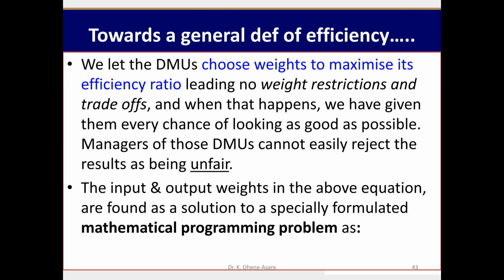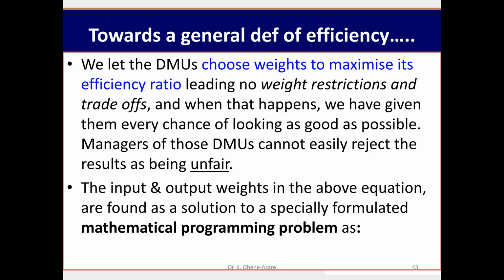But sometimes, in different models, when you restrict the firms from assigning some weight to some particular variables, this is known as weight restrictions, or trade-offs. And when that happens, you have not allowed the firm to look as good as it wants to. But when we take away the weight restrictions, managers of those firms cannot easily reject the results as being unfair, because they have been allowed to select the weights that will put them in the best possible light. So weight is important, and the DEA model is designed to allow the firms to select those weights.